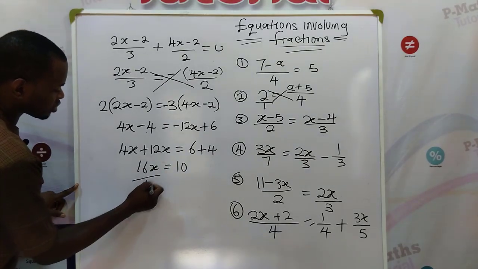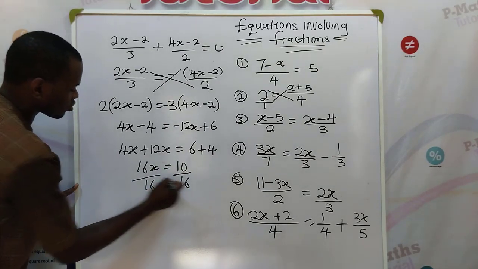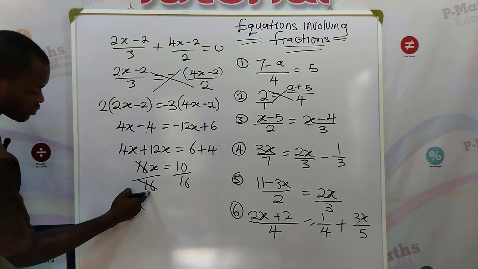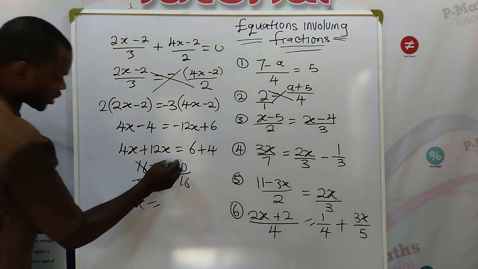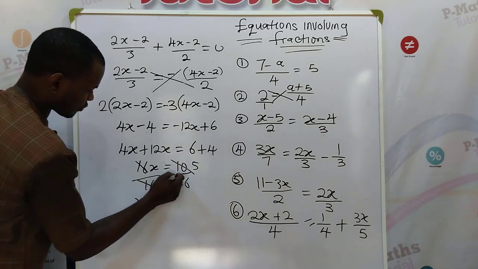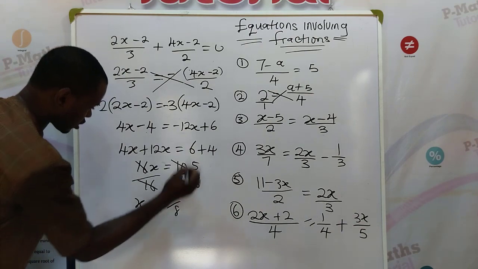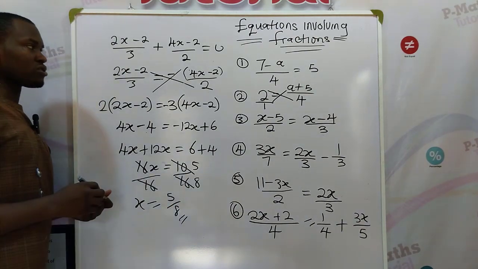Then we have to divide both sides by 16 to get our x. So 16 will take away 16. Or here, 2 can divide, we have 5. 2 divide, we have 8. So we have 5 over 8. And that becomes the solution.